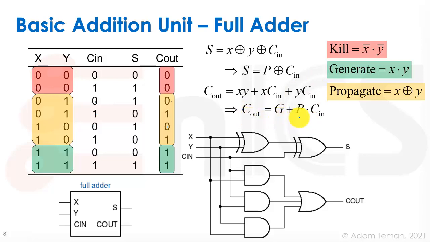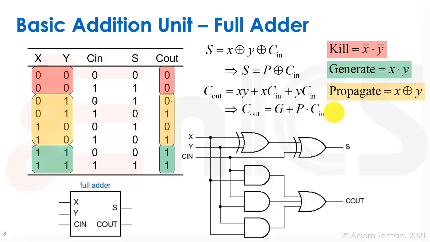But if not, then we have a propagate situation. Okay, and what do we do? We propagate times C in. So whatever C in is, we transfer to the output. So that's another way of looking at it. The C out is generate plus propagate times carry in.